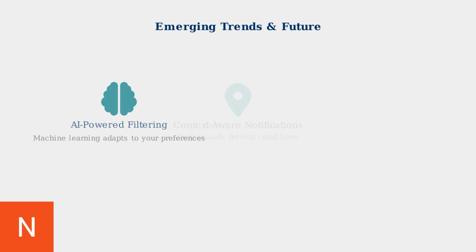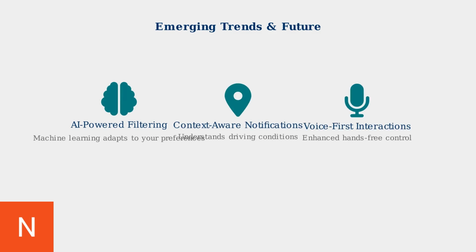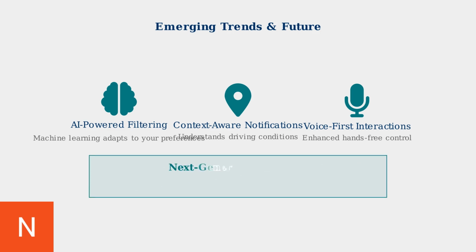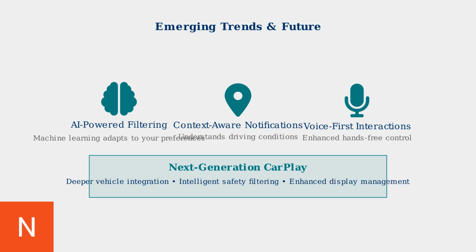Emerging trends in CarPlay notification management include AI-powered filtering that learns your preferences, context-aware notifications that understand driving conditions, and enhanced voice-first interactions for hands-free control. Apple's next-generation CarPlay promises even more sophisticated notification management, with deeper integration into vehicle displays and intelligent filtering systems that prioritize safety while keeping you connected.